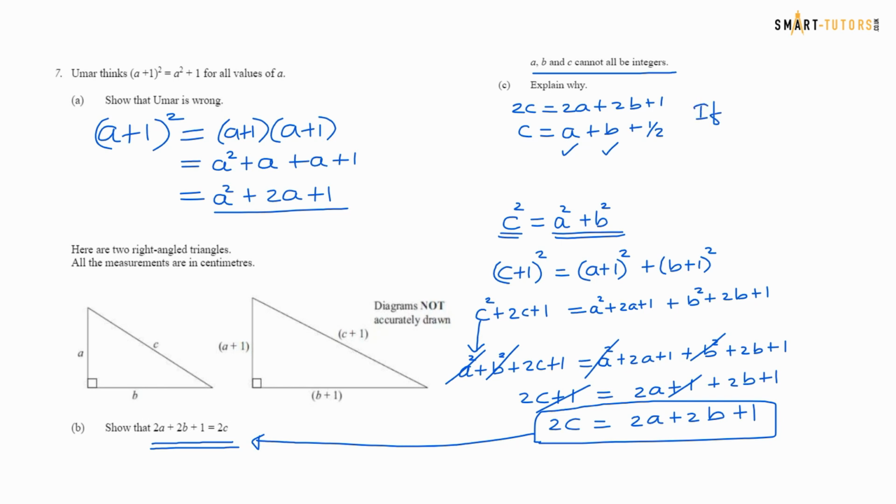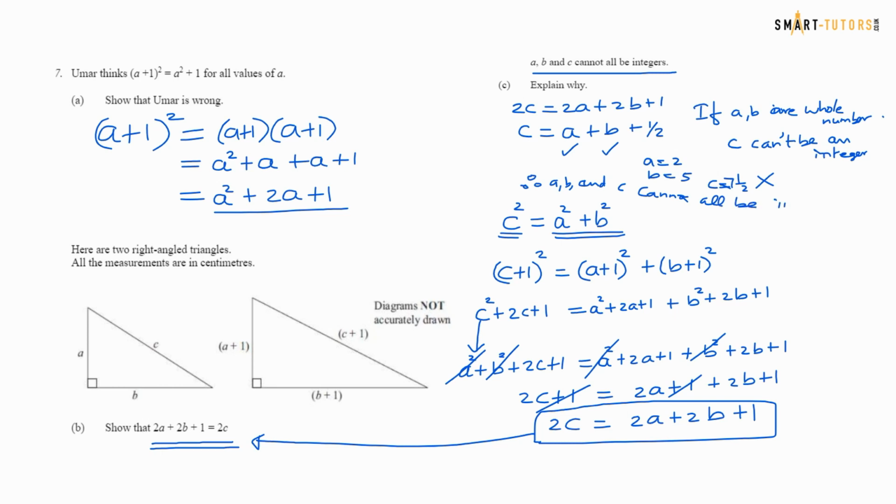So right here, if a and b are whole numbers or integers, c can't be an integer. Why? You can substitute any value, say a equals 2, b equals 5, then 5 plus 2 is 7, and 7 and a half is going to be c. So this c cannot be an integer. Therefore, a, b and c cannot all be integers. So that is the answer for question number 7.